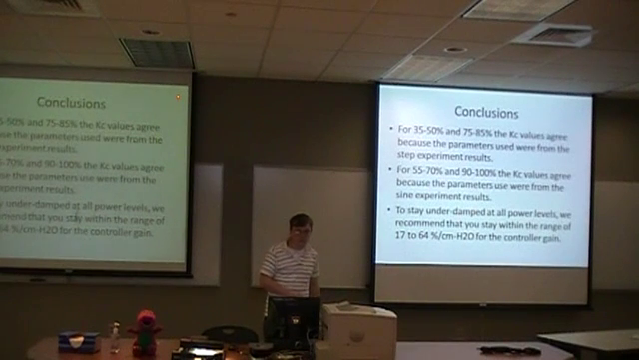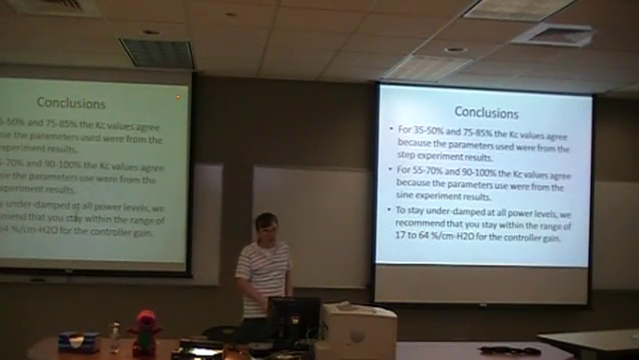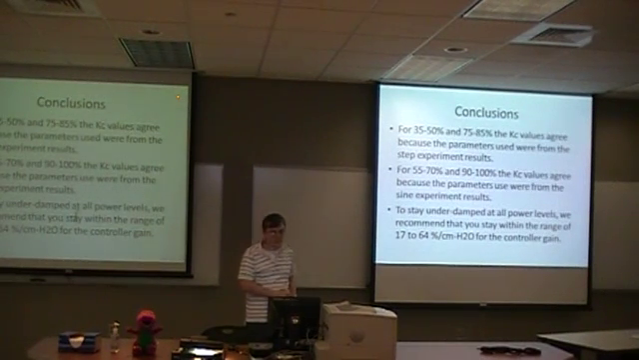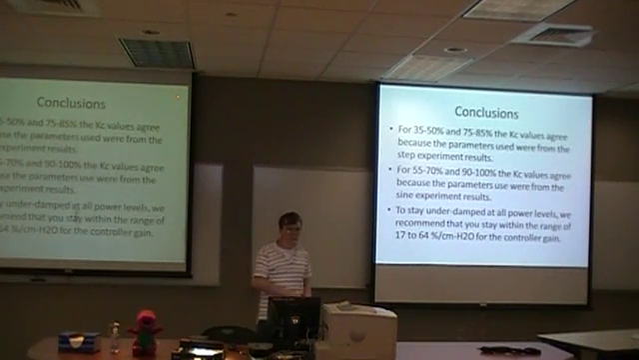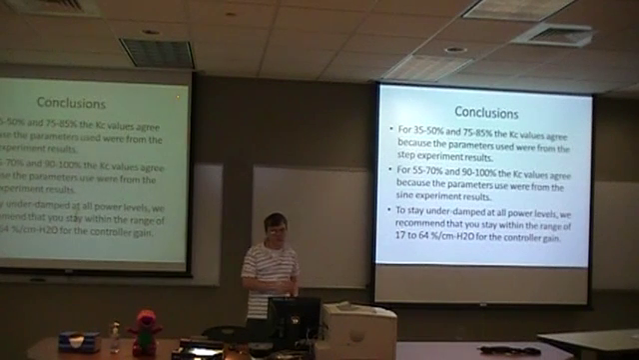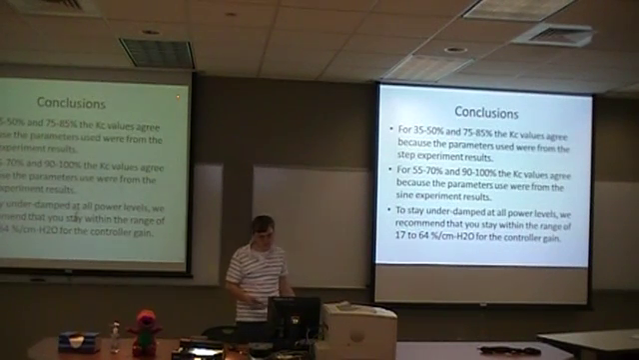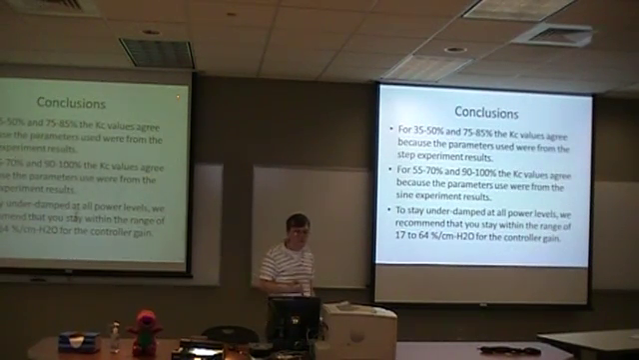And then for the previous conclusions, our 35 to 50% range and our 75 to 85% range, the KC values agreed because the parameters used were from the step experiment results. I said that earlier. And then from the 55 to the 70 and the 90 to 100, the KC values agreed because the parameters used were from the sine experiment results. And to stay underdamped at all power levels, we recommend that you stay within the range of 17 to 64 centimeters.